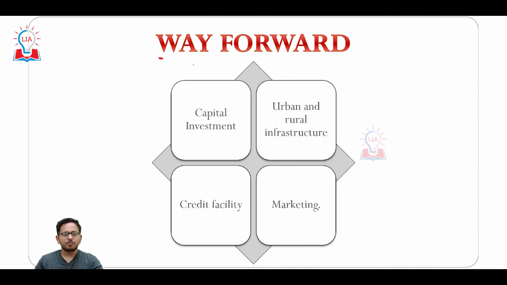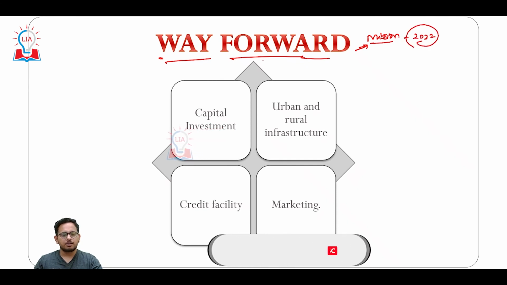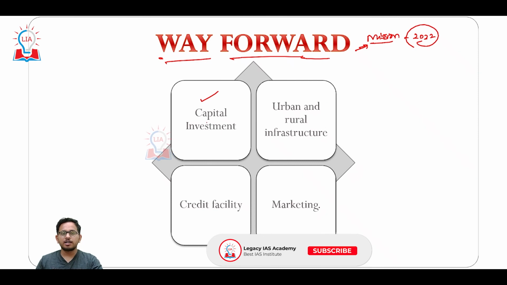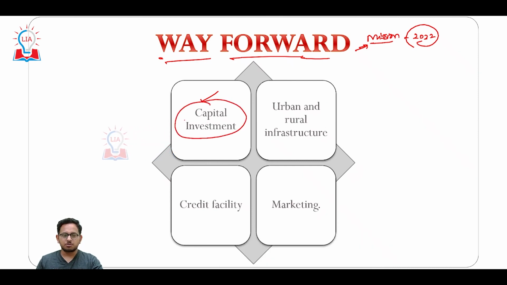Now let's see, we have discussed the issues. Now we will see what are the solutions. What should be done in order to reorient India's farming sector so that the mission of doubling the farmers' income by 2022 would become a reality. First thing is, we have already discussed, we need to have capital investment, which is also called as capital expenditure. This has to be increased.